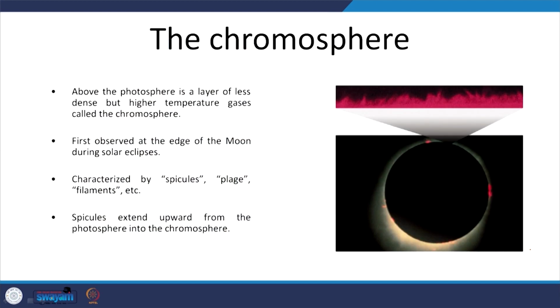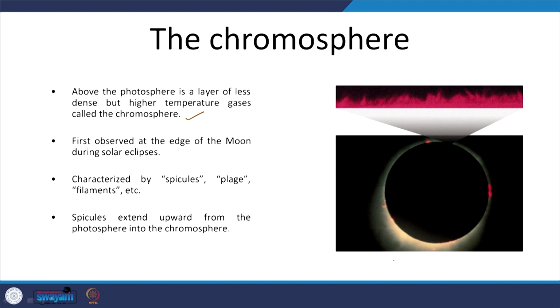Now, above the photosphere, the immediate region that you see is generally called the chromosphere. Above the photosphere is a layer of gases which is very, very less dense, but high temperature, called the chromosphere. The chromosphere was known to exist after it was observed during a total solar eclipse. A total solar eclipse gives you an opportunity to see what is surrounding the photosphere.